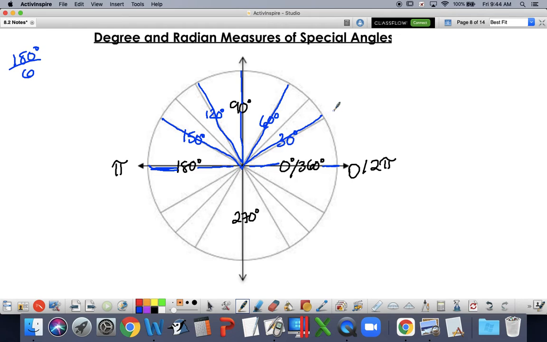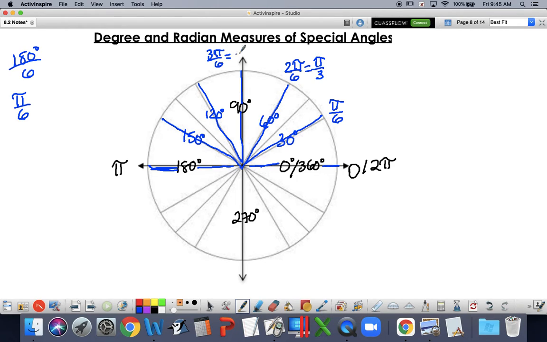Now let's talk about the radian measure. I'm going to take this pi and split it up by 6 as well. So that tells me each one of these pieces is 1 pi over 6. So I've got 1 pi over 6. Up here I have 2 pi over 6. And how does 2 pi over 6 simplify down? Pi over 3.